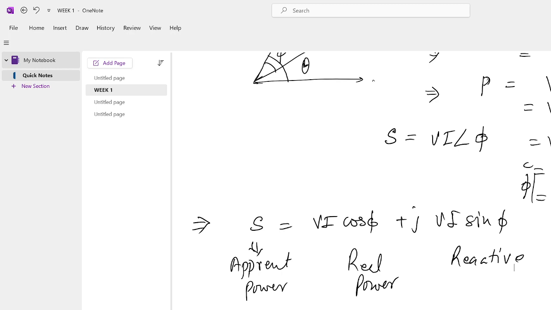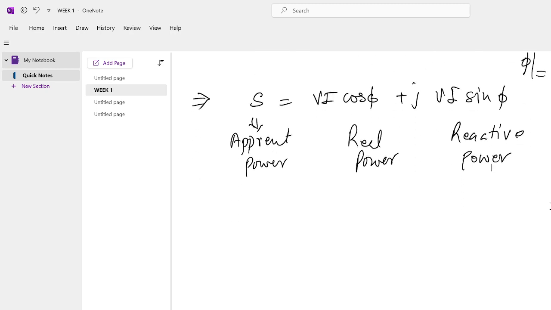Sir, because the protection of winding depends only on voltage and current. The winding specification depends only on voltage and current. That's why we use only V and I.